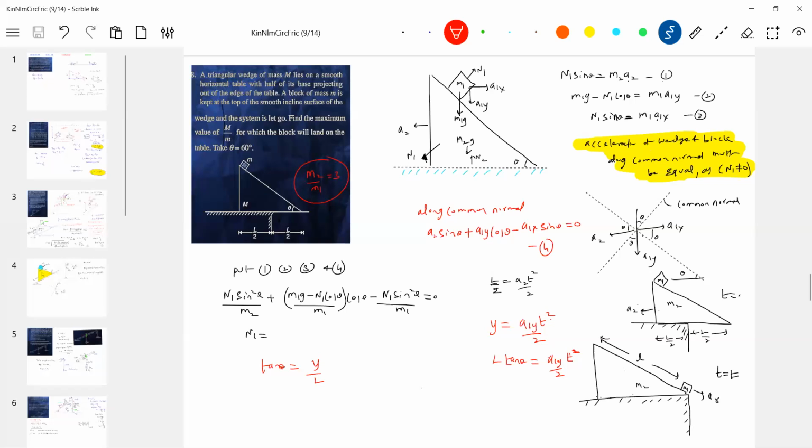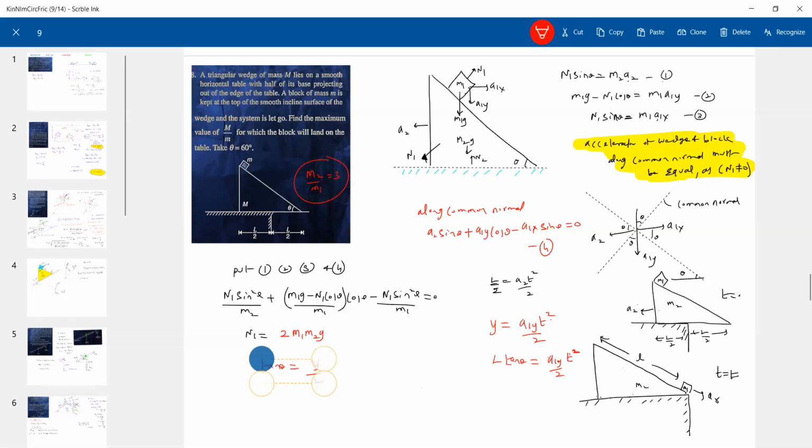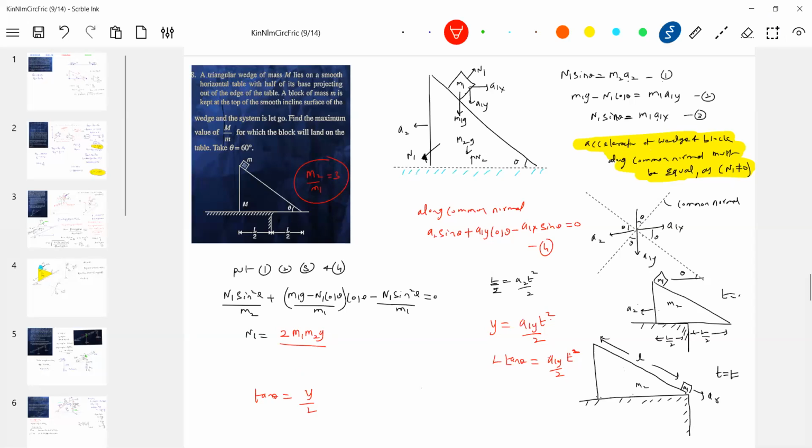N1 is 2 M1 M2 g by 4 M2 minus 3 M1. Oh, you have brought it. 2 M1 M2 g, M2 g by 4 M2 minus 3 M1. Theta again, putting 60.